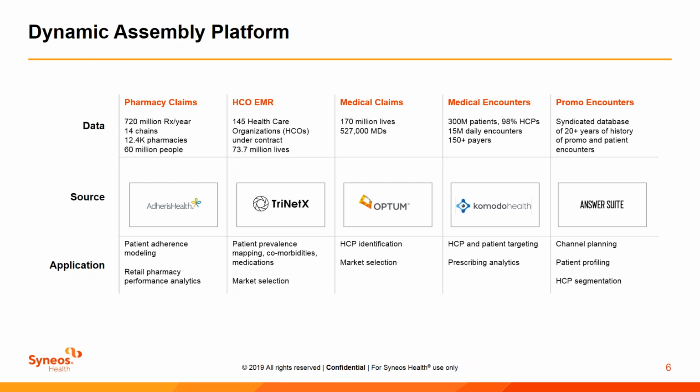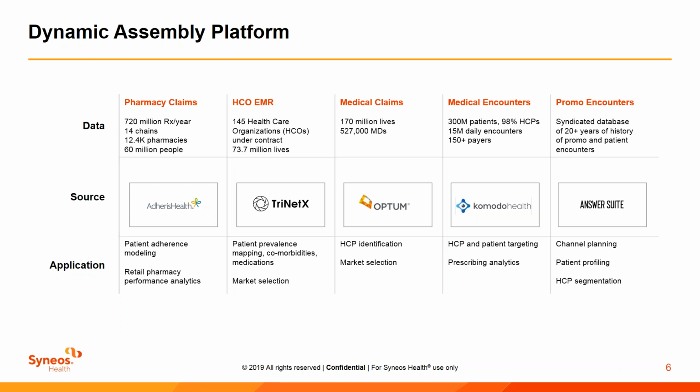Trinetics is a vendor partner of ours, and they look at healthcare organization EMR level data. There's over 145 different healthcare organizations that the data rests within under our contract. This covers 73.7 million lives, and we're able to utilize their platform to understand treatment pathways, treatment outcomes, compare cohorts. It really gets us into the data to understand patient populations.